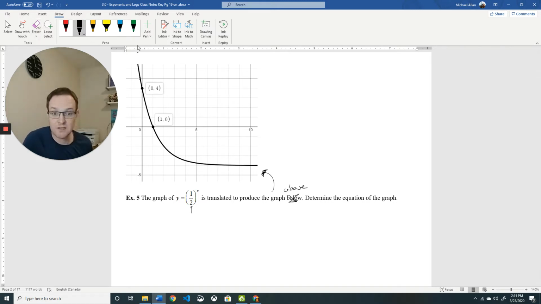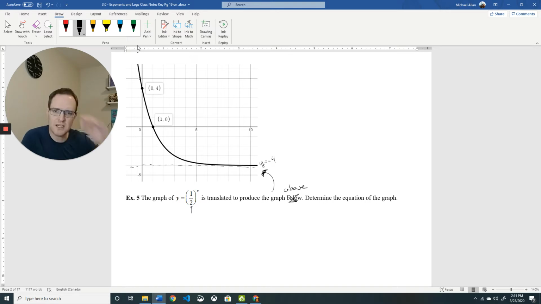It's a decay function. This does look like a decay function, but it does look like it's being shifted downwards. Because remember, it used to have a horizontal asymptote of y is equal to 0. But now we have a horizontal asymptote of y is equal to -4. So that's probably going to help us later on to figure out some pieces.